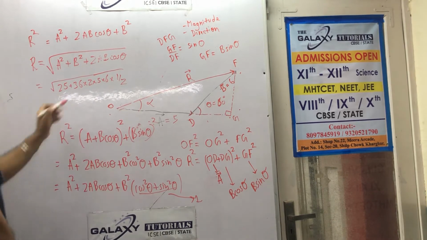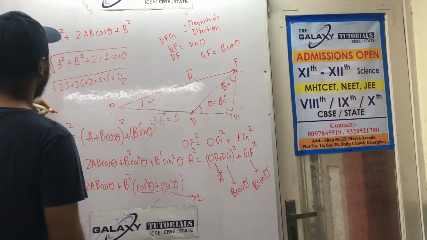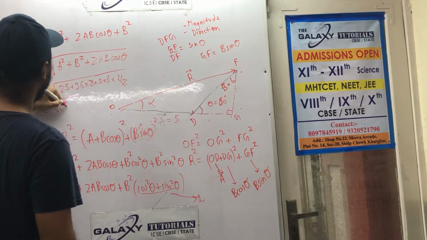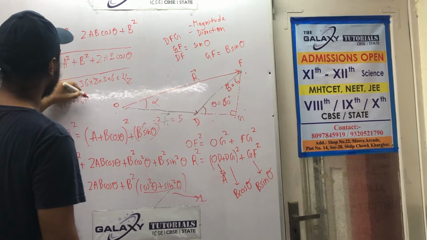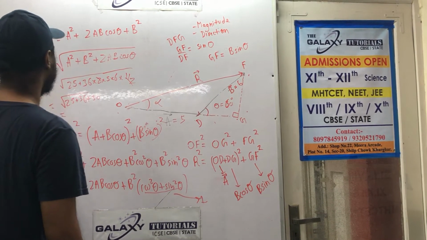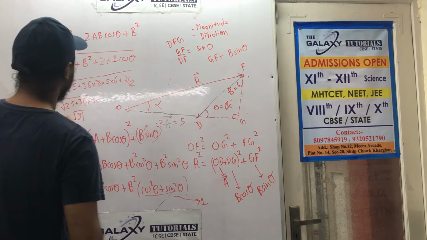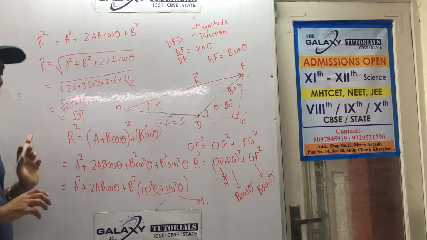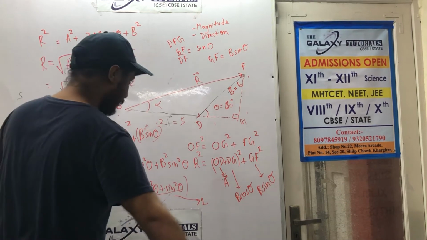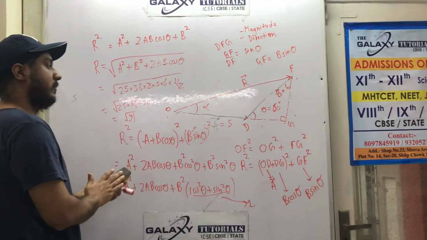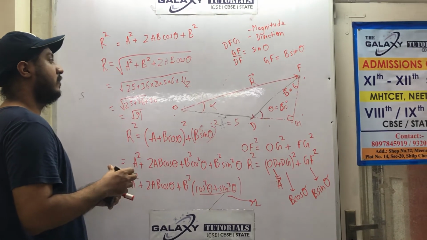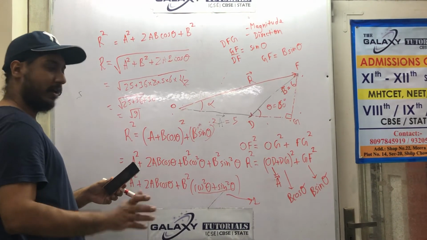I will not solve it, okay, I will just show you. It will be 25 plus 36 plus 30. So that comes out to be 66, 76, 91. Under root 91 will be your answer. That is the value of the resultant vector. Okay, that you can try at your home also. There are many examples you can try, and we will do the numericals that are at the end later on.